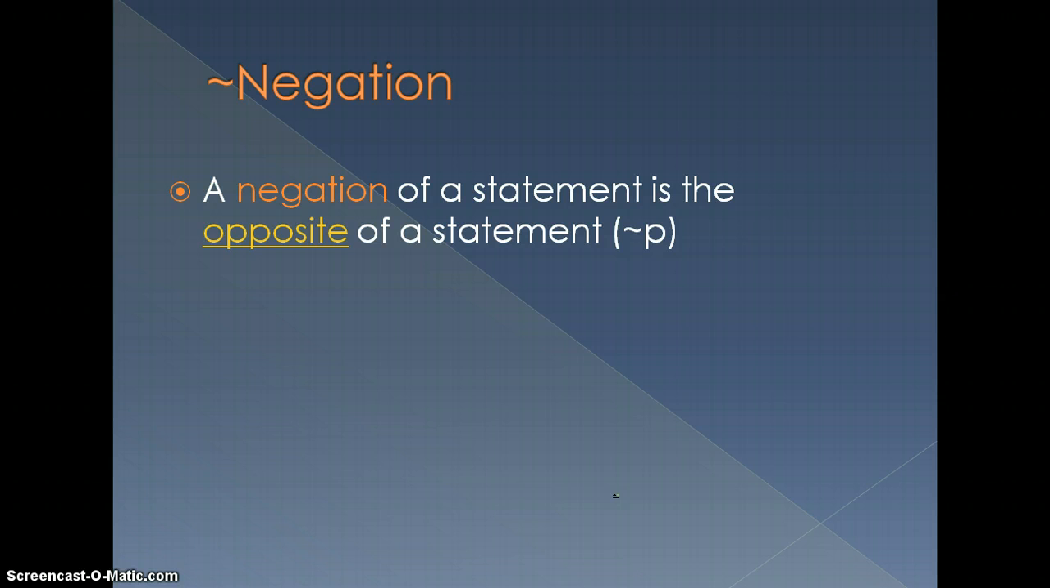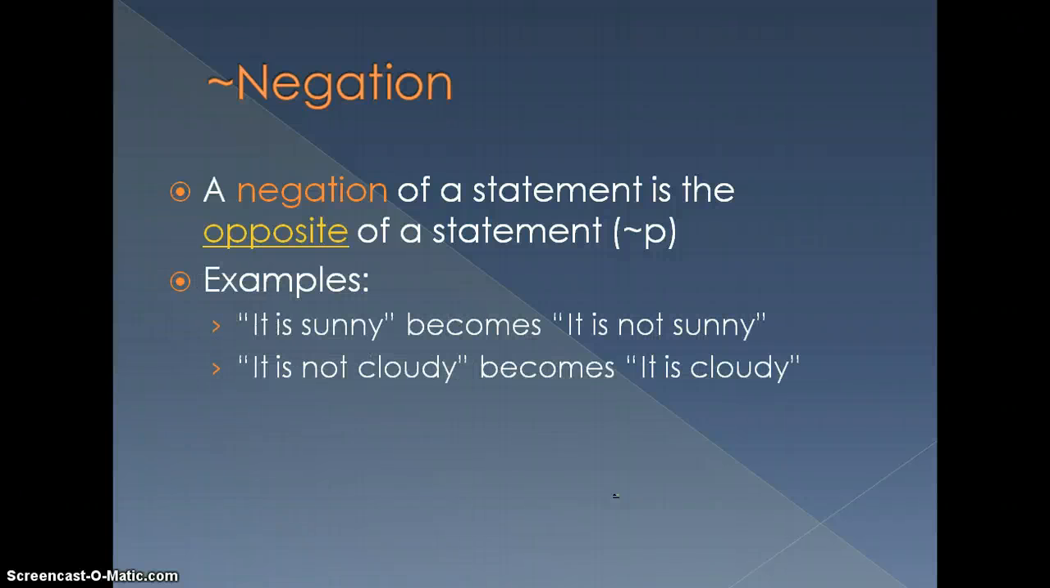Negation of a statement is the opposite of a statement, and we signify that as the little tilde and then whatever statement it is. In this case, we're just calling it statement P. So an example, it is sunny becomes it is not sunny. It is not cloudy becomes it is cloudy. So we're taking the opposite of whatever a statement is saying before. If there wasn't a not in there, we're inserting a not. If there was a not in there, we're taking it out.